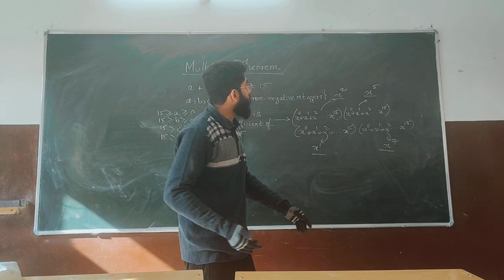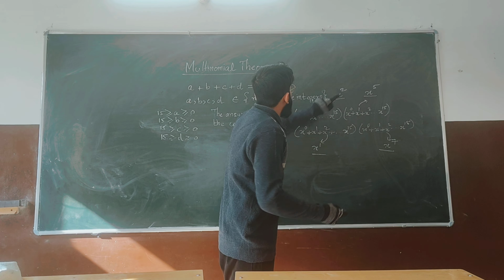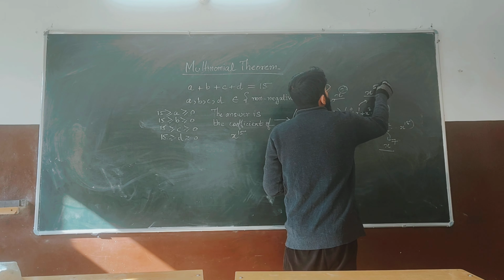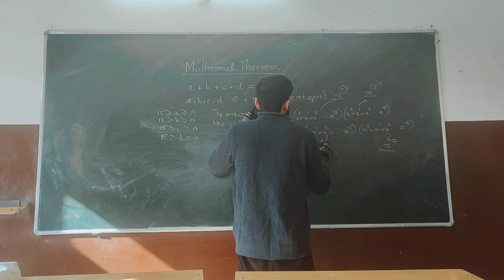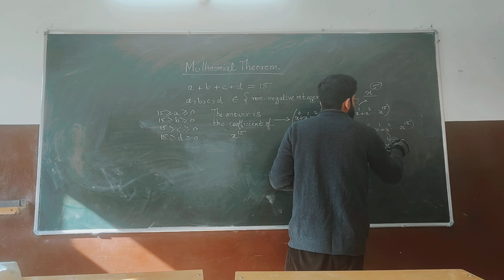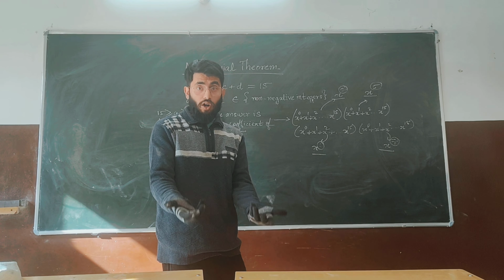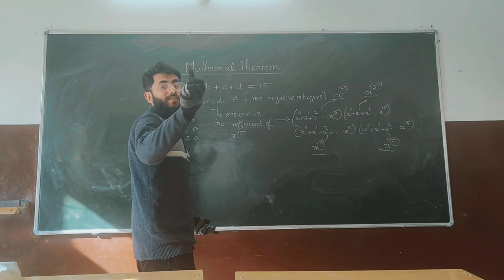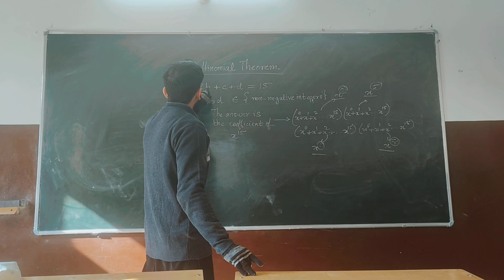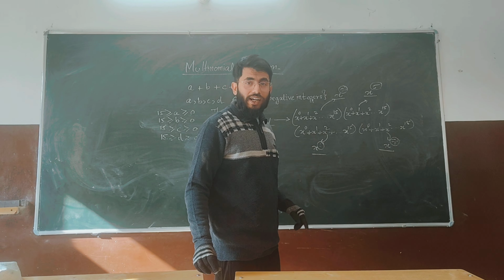In other words, I am saying that the value of a could be 2, the value of b could be 5, the value of c could be 1, and the value of d could be 7. This is just one way to get x to the power 15, or in other words, this is just one way such that a plus b plus c plus d becomes 15.